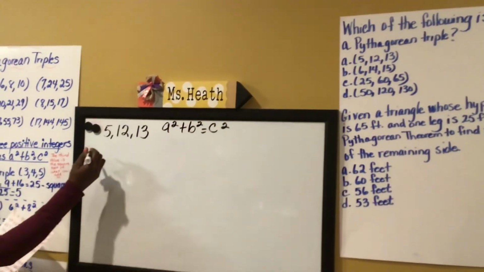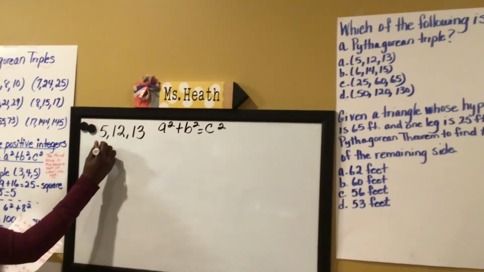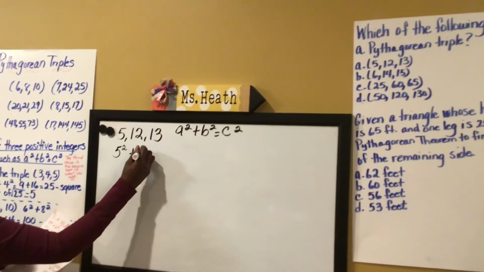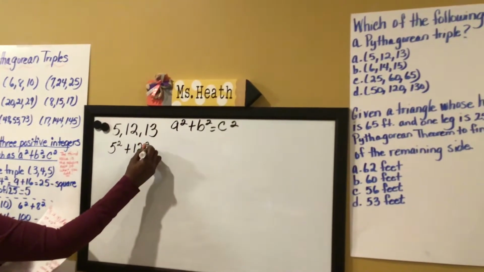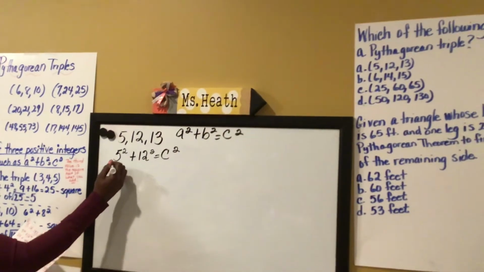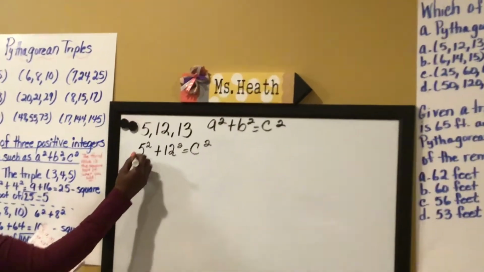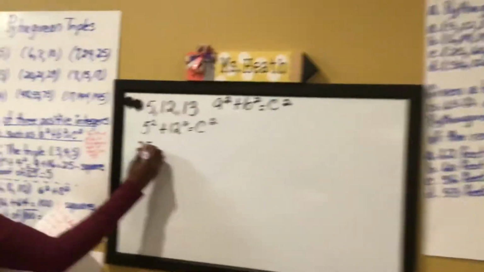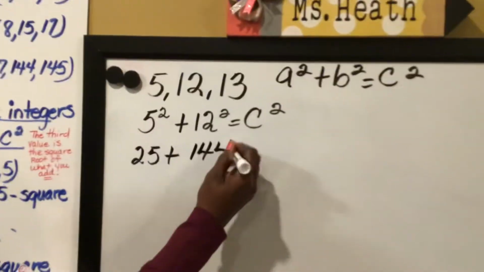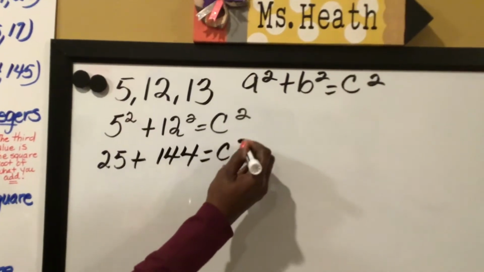So we're going to square the 5, square the 12, and that is equal to c squared. So this 5 squared is 25. 12 squared is 144. And that's going to be equal to c squared.